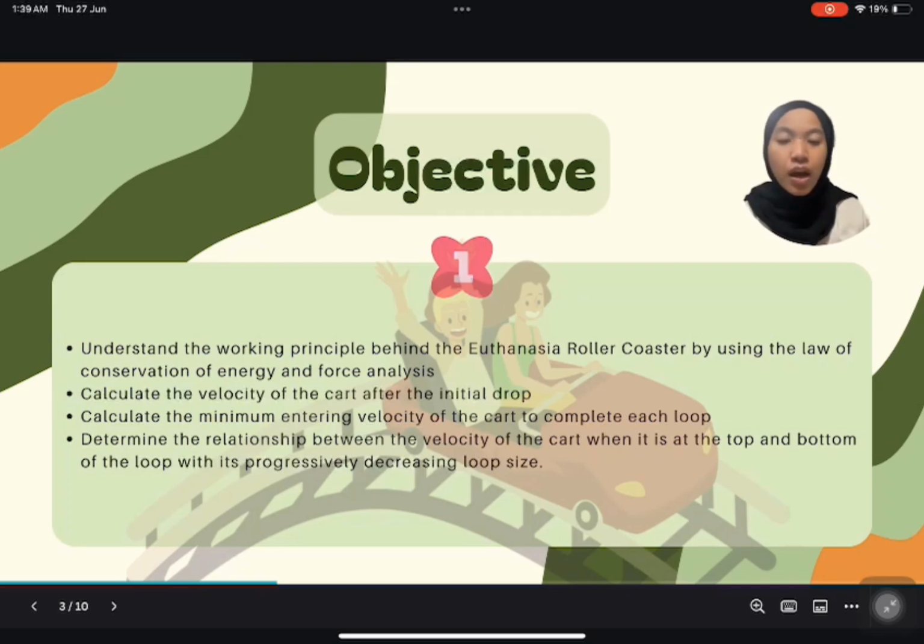conservation of energy and force analysis. Then, we can calculate the velocity of the kart after the initial drop. Besides that, we can also calculate the minimum entering velocity of the kart to complete each loop. And lastly, we can determine the relationship between the velocity of the kart when it is at the top and at the bottom of the loops, which have progressively decreasing loop size.